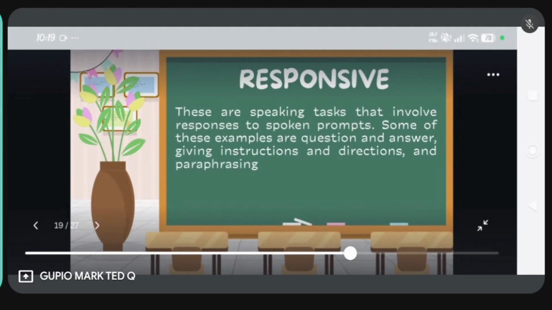So, for example, when a teacher asks a student, "How was your weekend?" and the student answers, "It was great, and I visited my grandparents." In this responsive speaking, the response is short but meaningful and relevant to the question. Another thing, responsive speaking is communication.